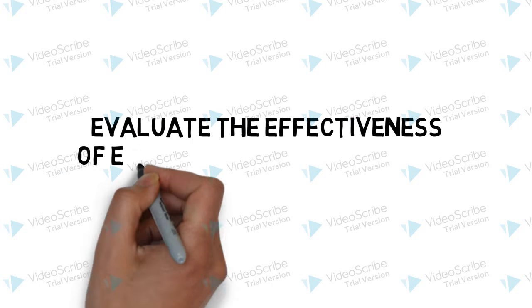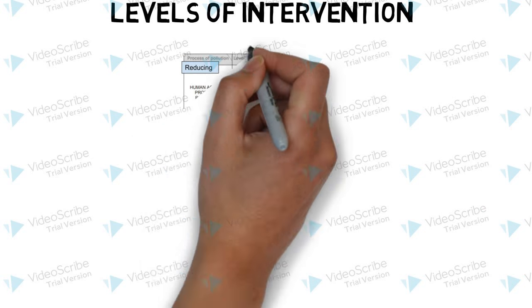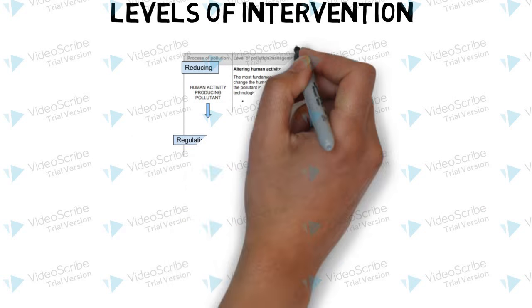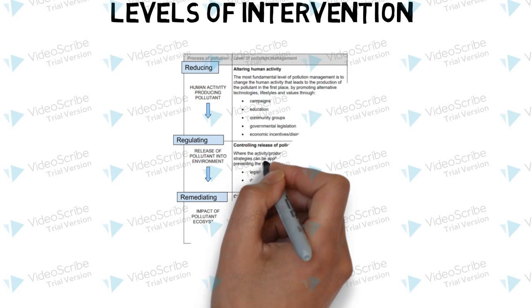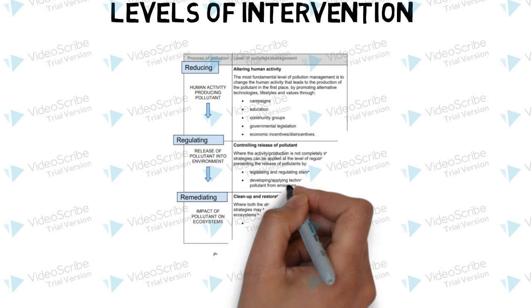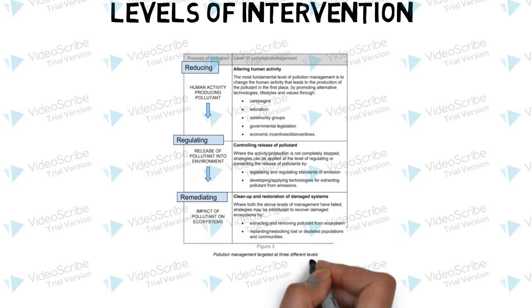Evaluate the effectiveness of each of the three different levels of intervention. When addressing the issue of pollution, action can be taken on three primary levels, as shown in this table. All three levels may have varying advantages and disadvantages, and the best level of intervention may be different for different types of pollution and in different settings. Often, the most comprehensive approach includes action taken on multiple levels.